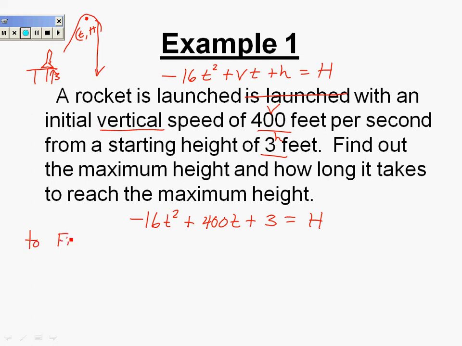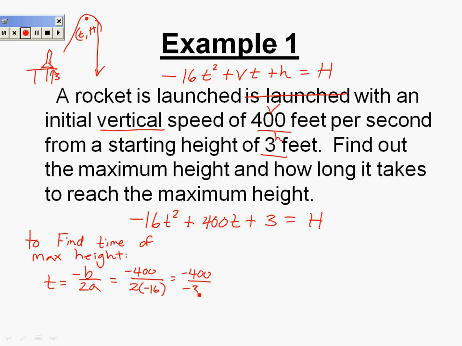So, to find the time of max height, what do I use? t equals negative b over 2a. So, what is my b? So it's negative 400 over 2 times a. What is a? Negative 16. So I've got negative 400 over negative 32.